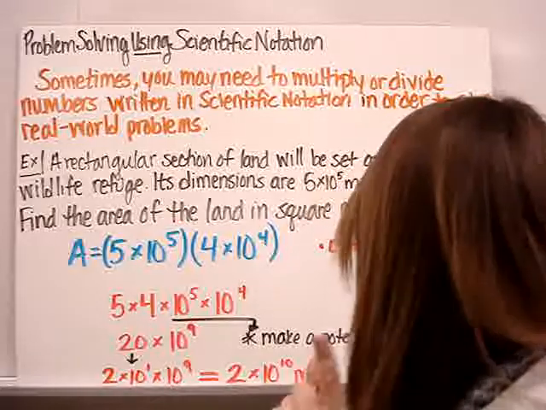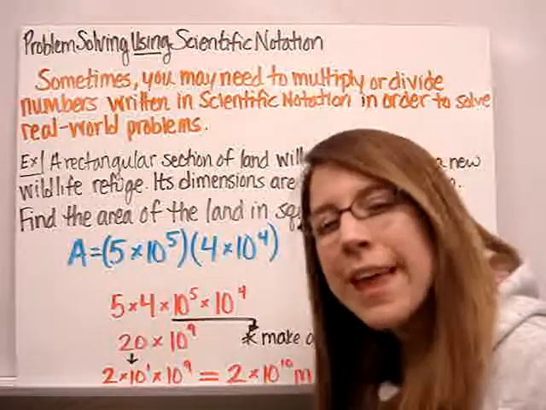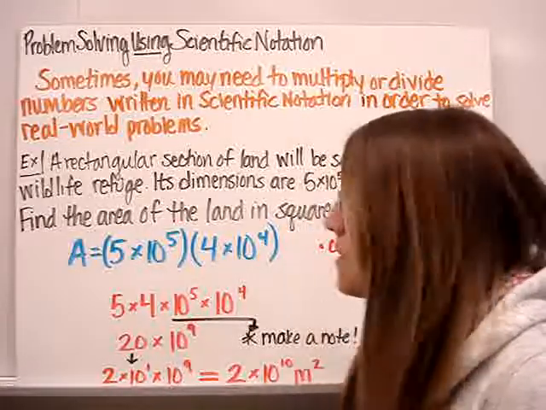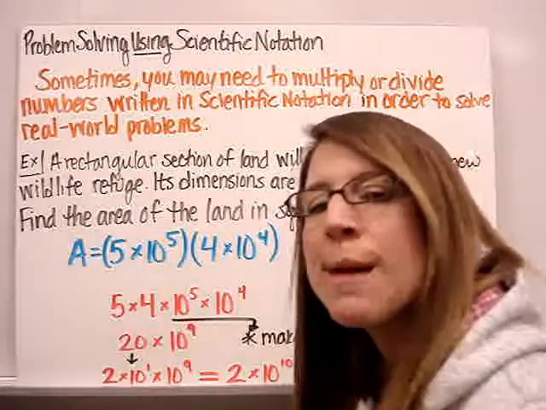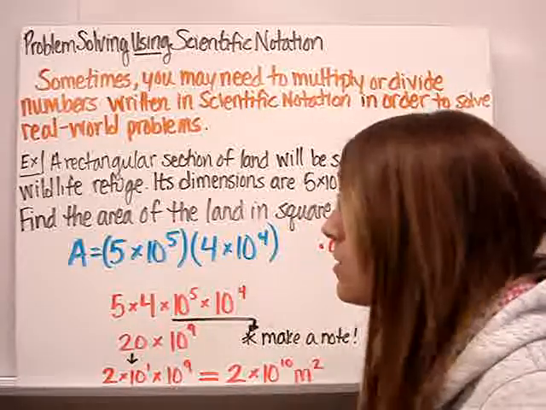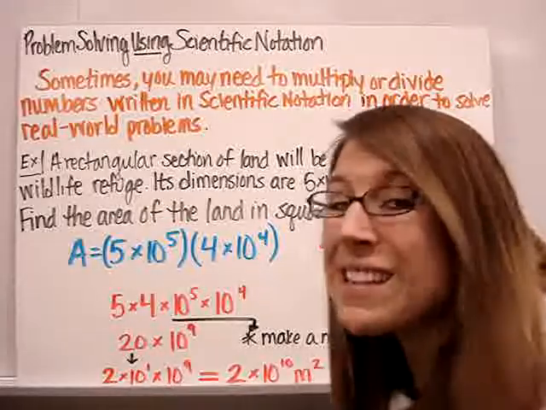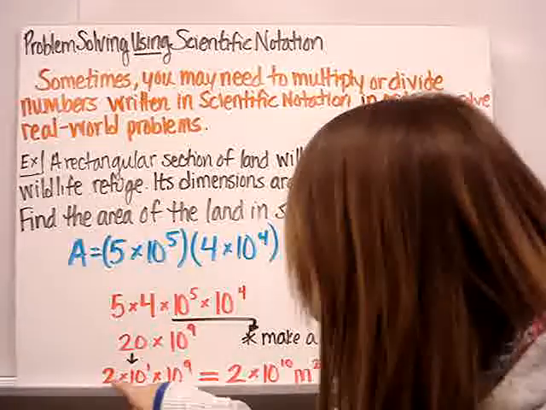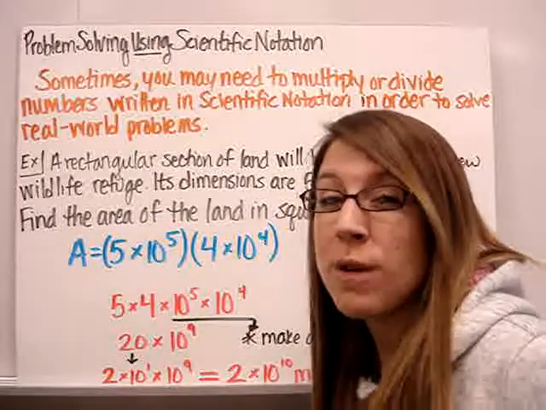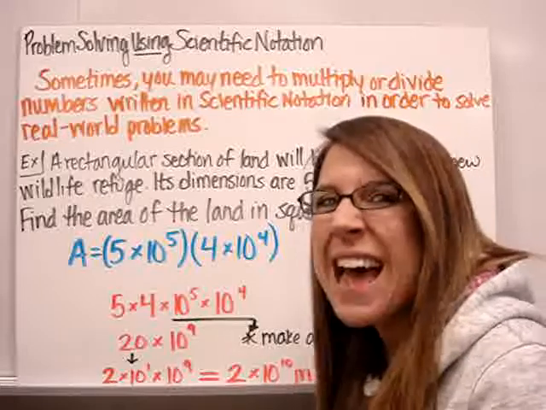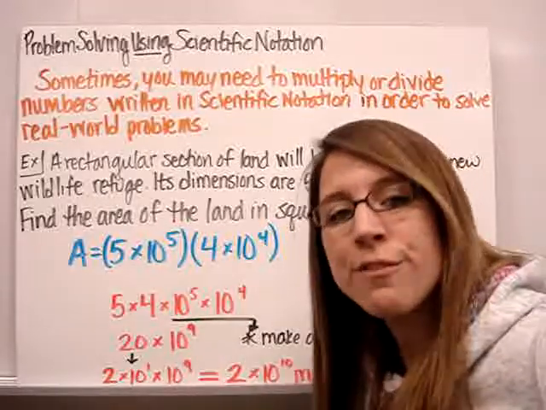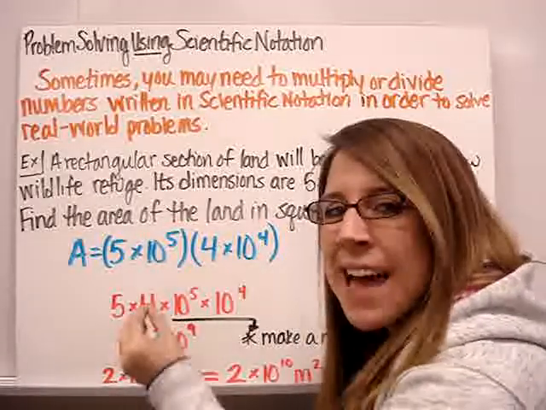However, that answer is not in scientific notation, and I would like it to be. Why is it not in scientific notation? Because 20 is not between 1 and 10. So in order to get that into scientific notation, 20 in scientific notation is 2 times 10 to the 1st power, right? 2 times 10 is 20. 10 is 10 to the 1st power, so 2 times 10 to the 1st. So I've broken that down a little bit.